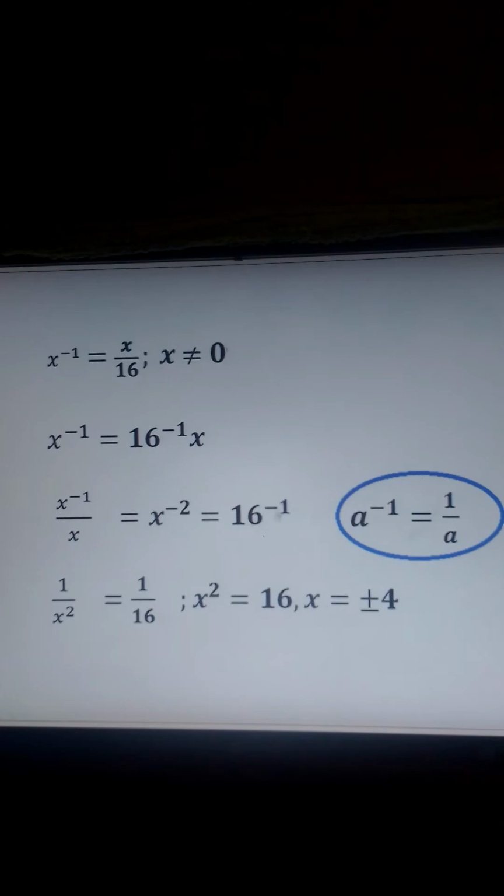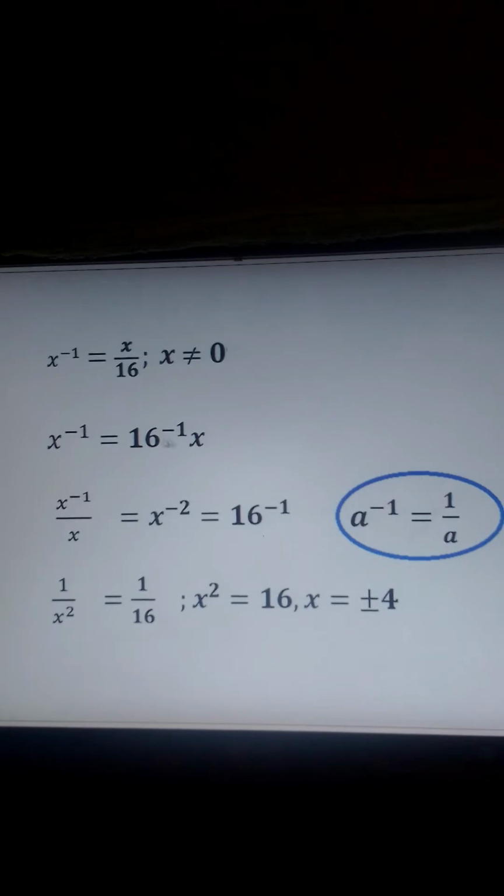Another example is here: x raised to minus 1 is equal to x over 16, where x is not equal to 0. So x raised to minus 1 is equal to x over 16. It means x times 1 over 16. And 1 over 16 can be written as 16 raised to minus 1. So it is x times 16 raised to minus 1 is equal to x raised to minus 1.